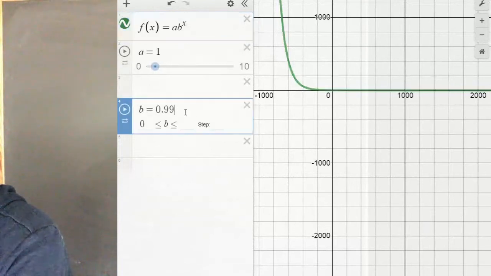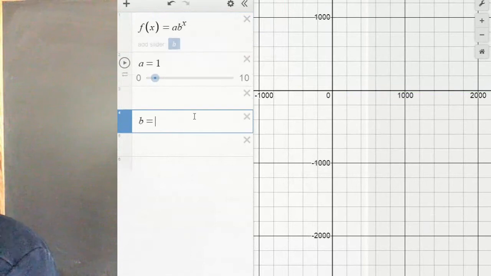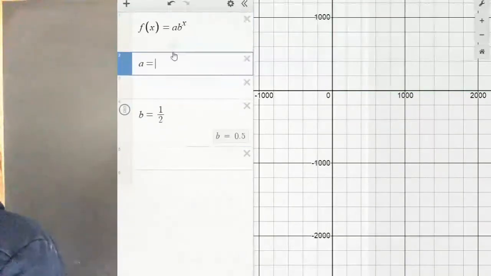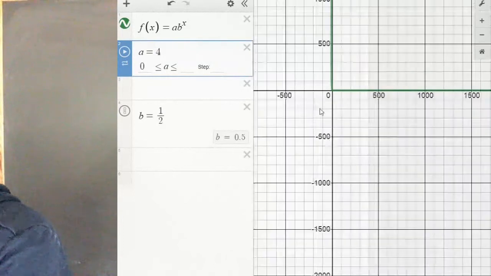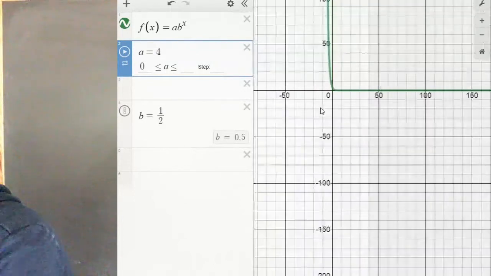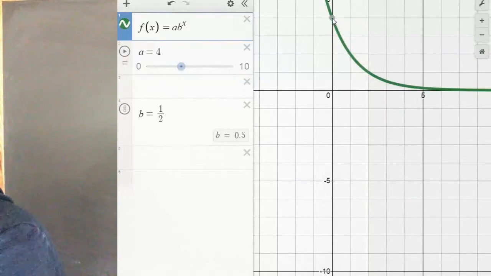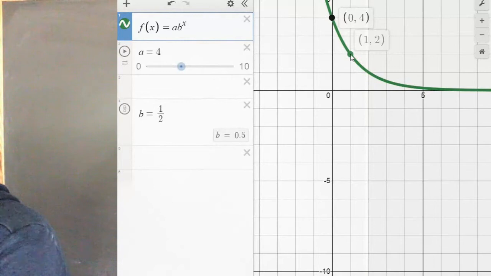And that's because, for example, let's think about what happens when b is a half, right? So when b is 1/2, and let's just say a is 4, just to make it a little more interesting. Let's go ahead and zoom in and think about what's happening as we move to the right. So here, when x is 0, we get 4. And then when we move to the right, we multiply by 1/2. So 4 times 1/2 is going to get us to this point here at 1, 2. And then multiplying the y value by 1/2 again, we're going to get to the point 2, 1, and so on and so forth.